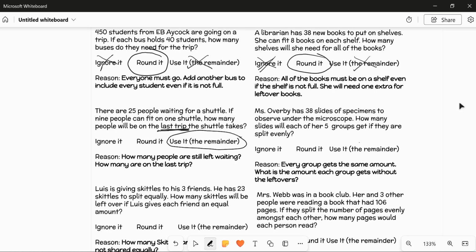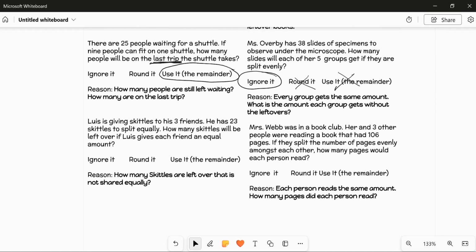Therefore, we're not looking for the amount that's left over. We're not going to add one more. We're going to ignore that remainder because if I put any of the leftovers in a group, then that means there will be an imbalance. Every group's going to get the same amount. We want to know what is the amount each group is going to get without the leftovers.